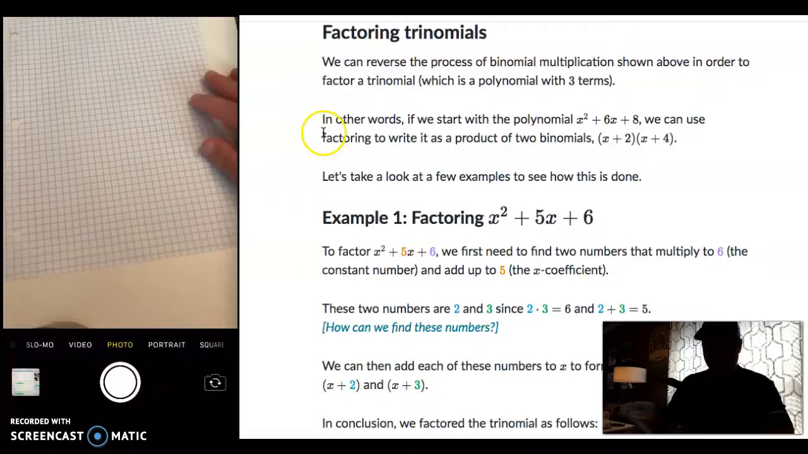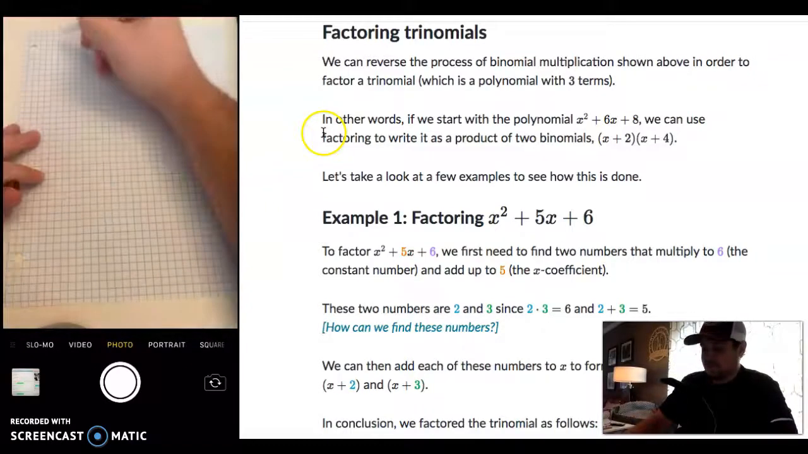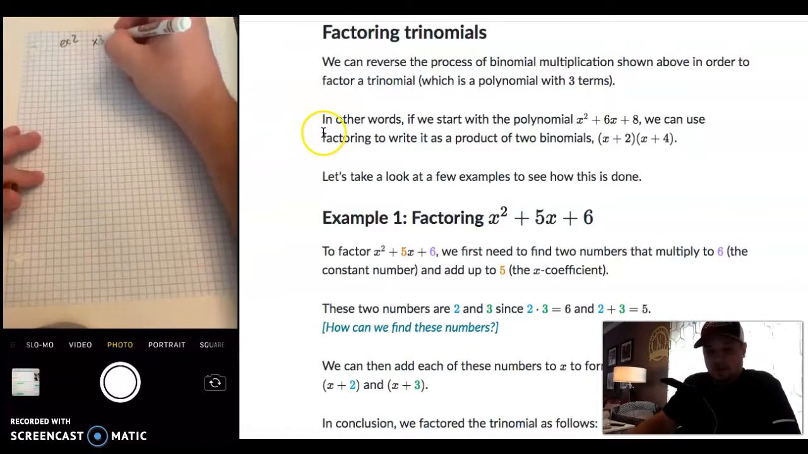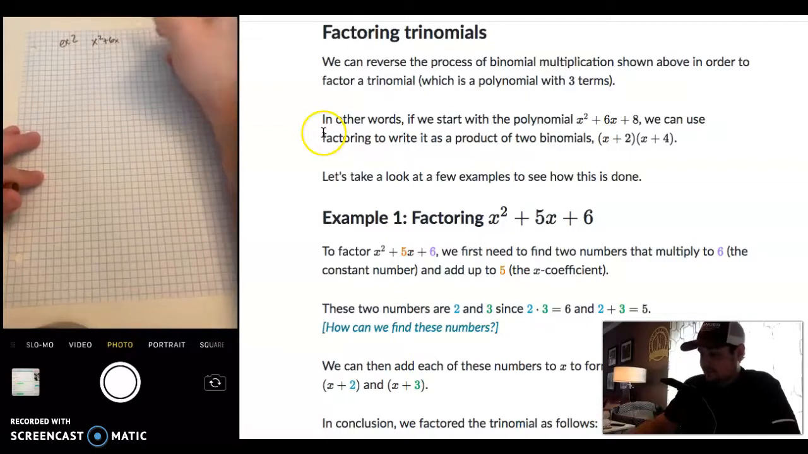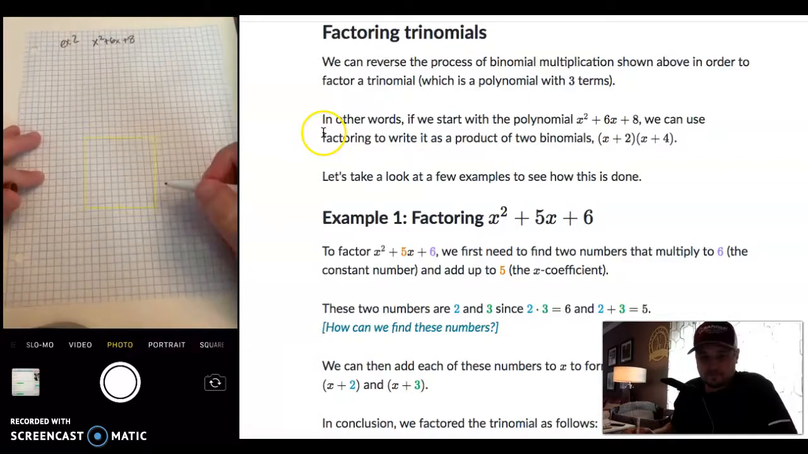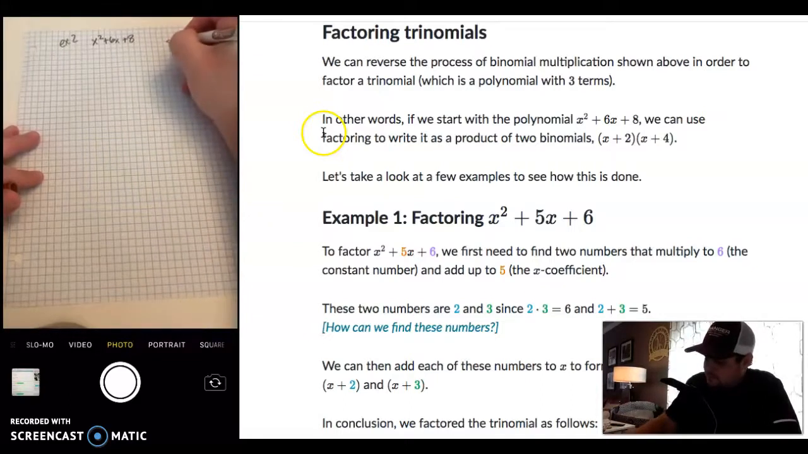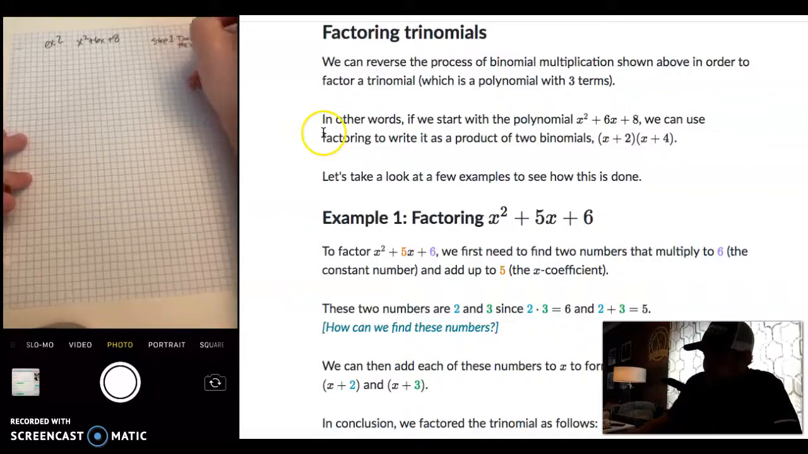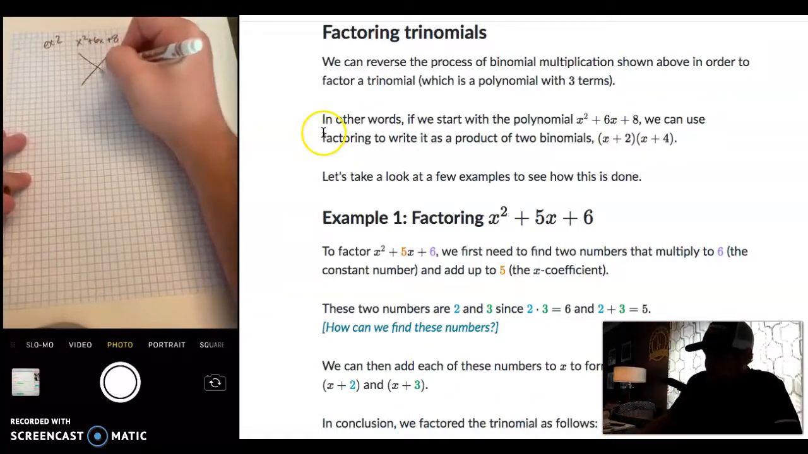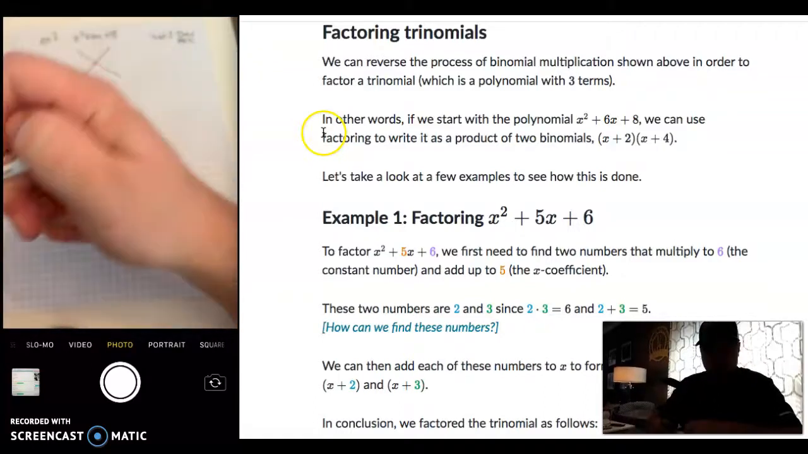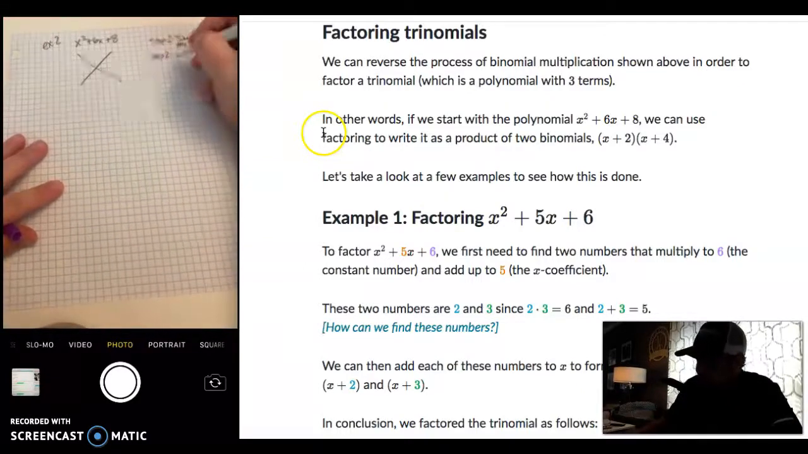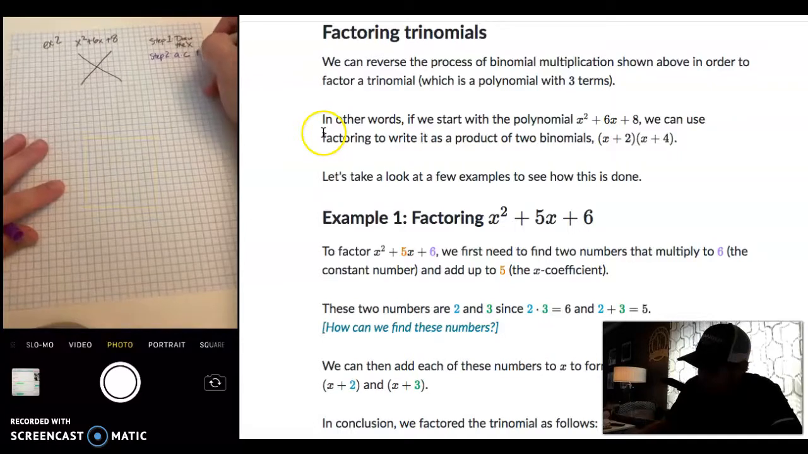Okay, so the next example that we're going to do, this will be example 2. Let's do x squared plus 6x plus 8. So step 1, for those of us that like steps, we're going to draw the x. Okay, good. Step 2 is to put a times c at the top and to put the b at the bottom.